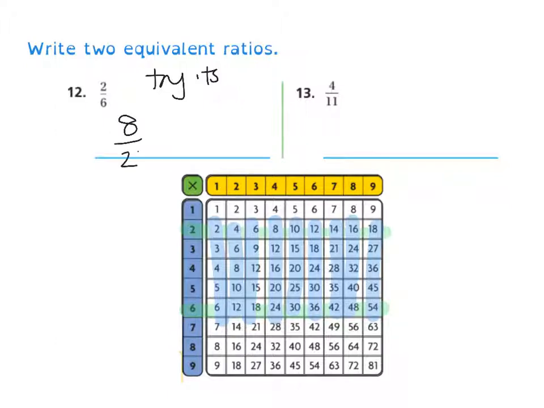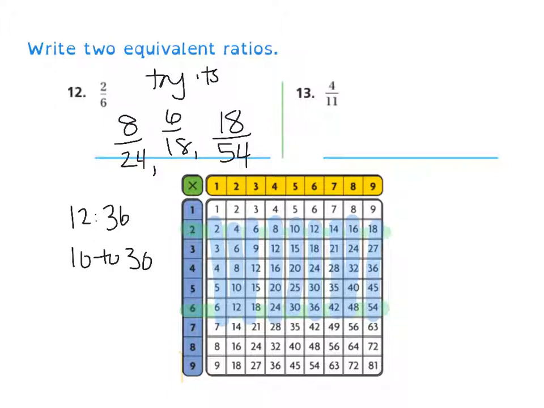8 and 24. Or I could use 6 and 18. All of these are equivalent ratios. 18 and 54. Just because I like to be crazy like that. And you could also write them in different ways, like word form or dot dot form, colon form. Let's try 10 to 30. All of those would be perfectly acceptable.